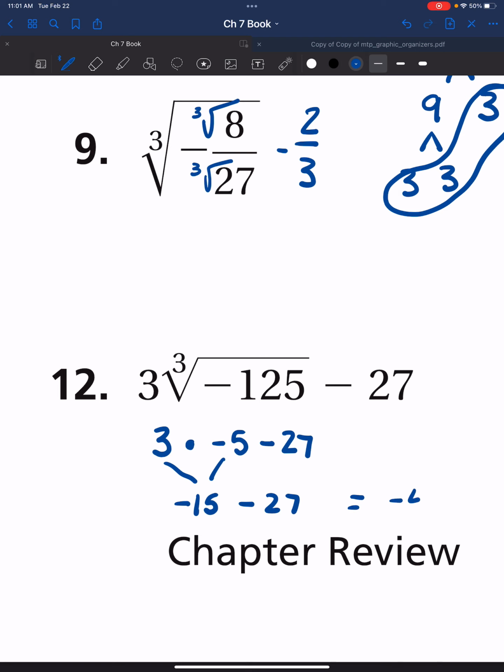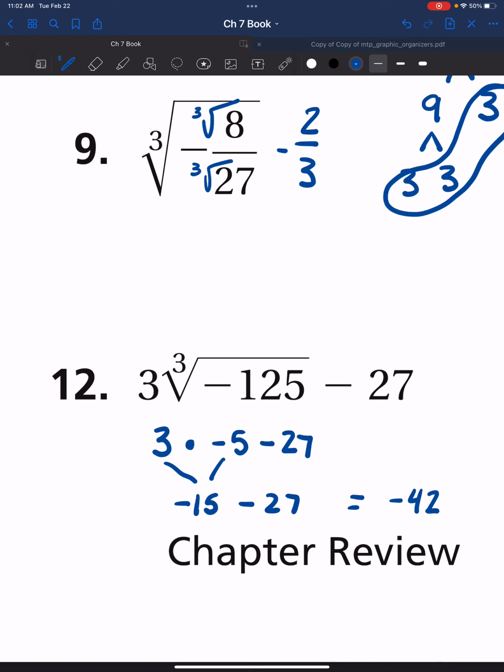Negative. Remember, that rule, 2 negatives make a positive, is only for multiplication and division. I've got negative 15 minus 27. That's like saying I'm going to dig a hole 15 feet deep, and then I'm going to keep digging 27 more feet. Won't I still be in the negatives? Yes. It should be negative 42.